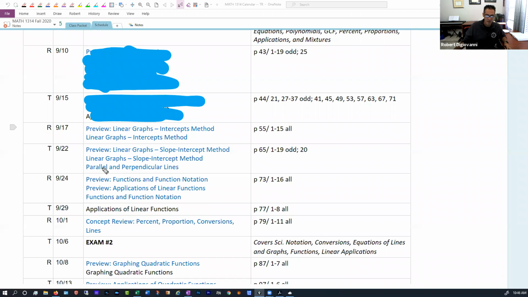We're going to have the idea of parallel and perpendicular lines. We're going to have functions and function notation, which is what we just finished. And then we're going to have applications. That's what will be on the test. So when we say here concept review, percent, proportion, we're not doing that. We're basically focusing most of our attention on lines for the test. So it's going to be a very narrowly focused test. So hopefully you understand the material. It should go well, hopefully.